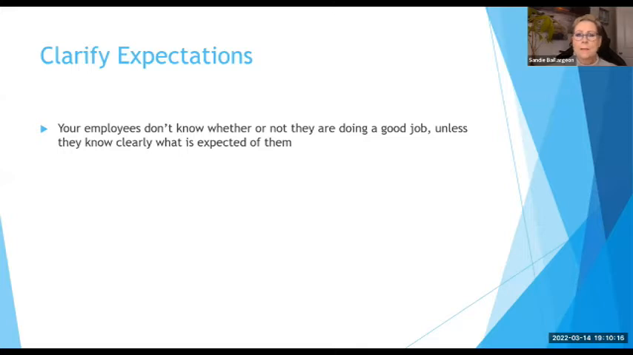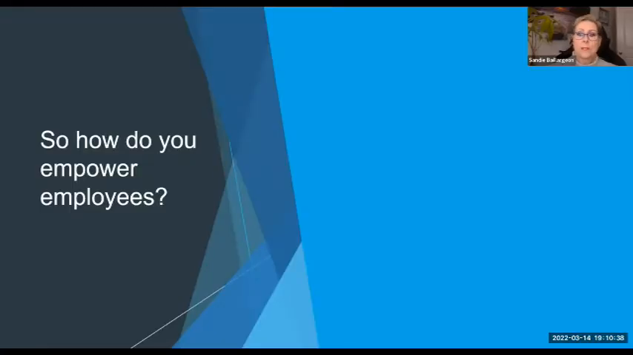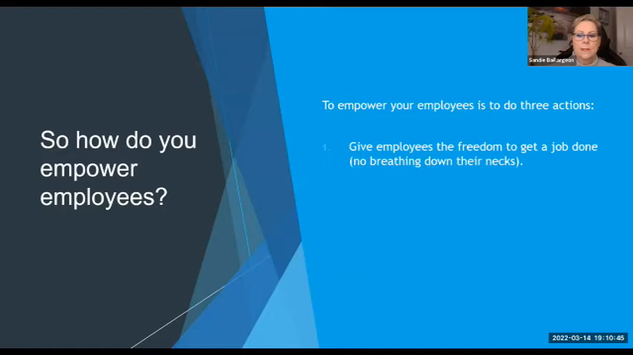And that can be in the form of performance job descriptions, which I'll talk about in a couple of moments as well. Guidelines and boundaries provide a sense of comfort and security to your employees while encouraging accountability. So it's important that they know what the parameters of their job are, and what they should be doing and what they shouldn't be doing as well. So how do you empower your employees? To empower them is to do 3 actions, basically. Give employees the freedom to get the job done, including a job description.